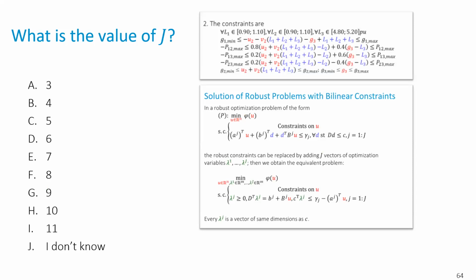If I do that in general, how many inequalities will I need to massage? How many auxiliary problems will I have? And therefore, how many Lagrange multiplier vectors will I add to my problem?